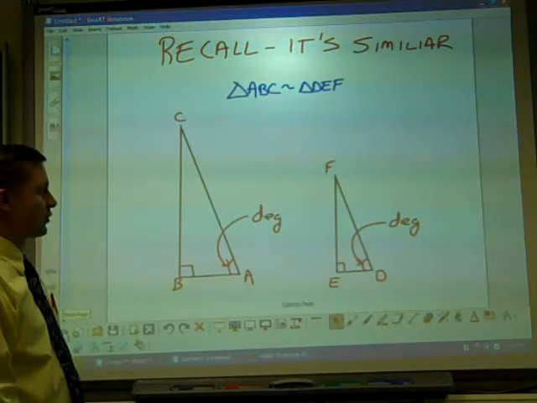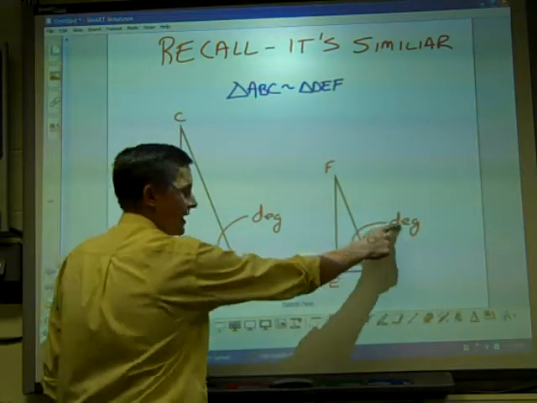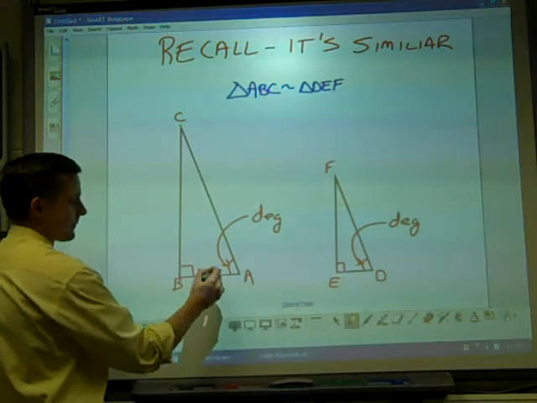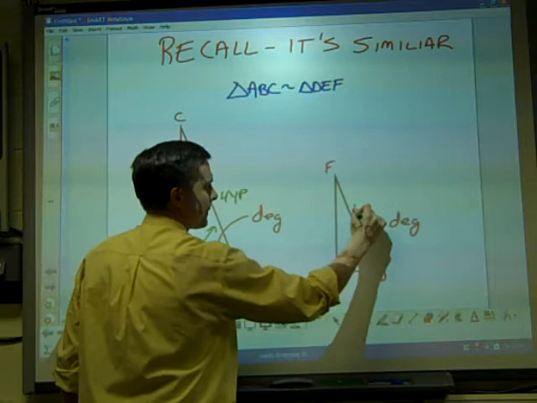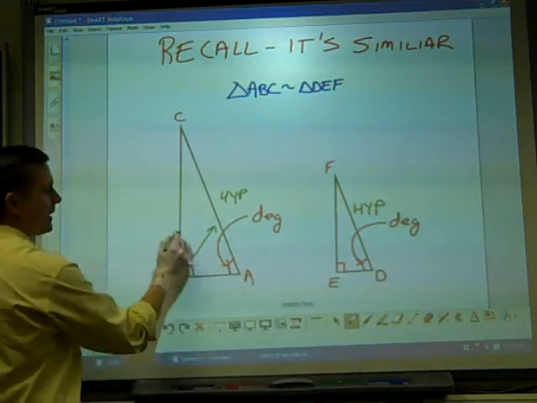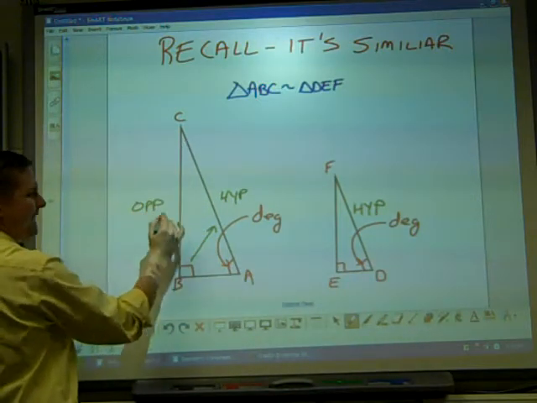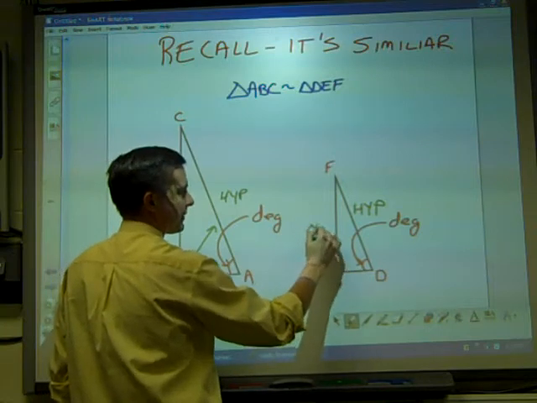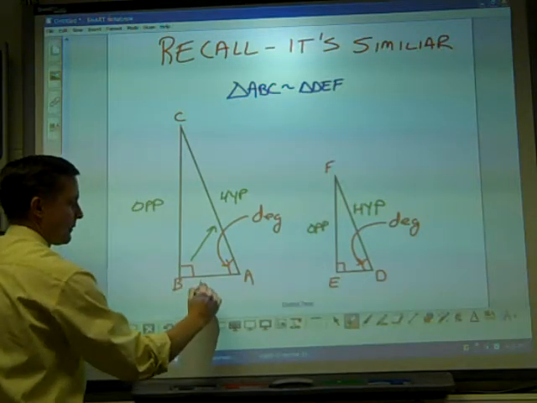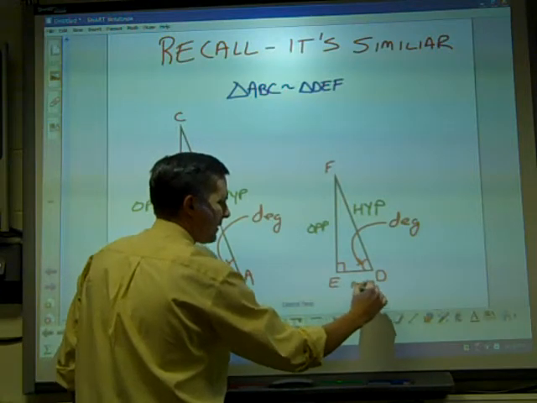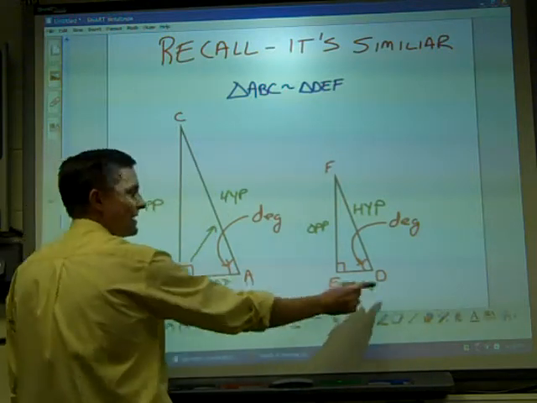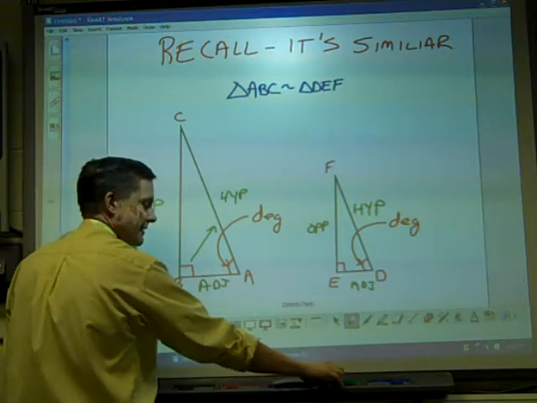Recall, it's all about similar triangles. So if I call this the degree angle, we have the hypotenuse here and here. From A across, we have the opposite. From D across, we have the opposite. And we have the adjacent on the bottom and the adjacent on the bottom. So when we look at angle A and D, we have these sides.